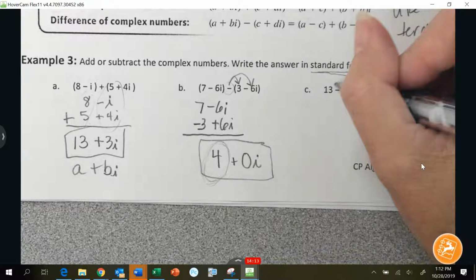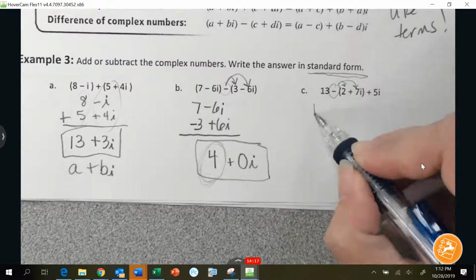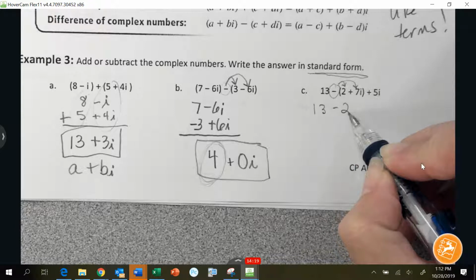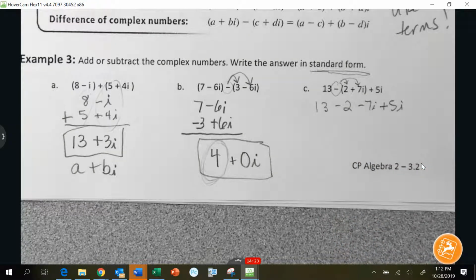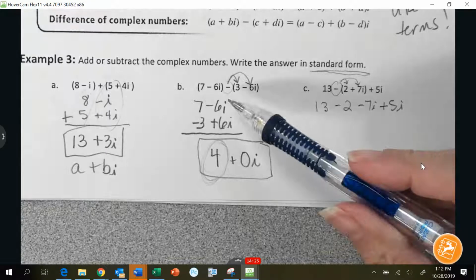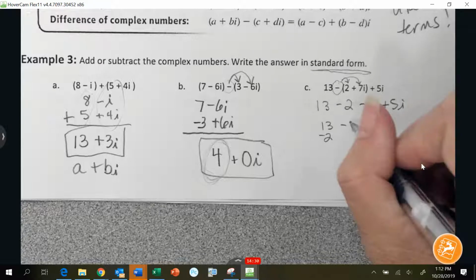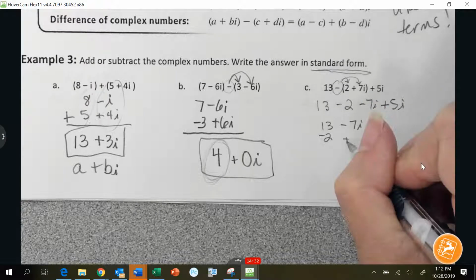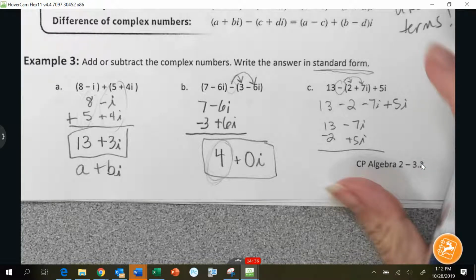The subtraction in front of the parentheses means change these signs. So I'm going to have 13 minus 2 minus 7i plus 5i. If you like doing it vertically, then I would put 13 over the minus 2, and I would put minus 7i plus 5i. If you like doing it vertically, you can do it horizontally.